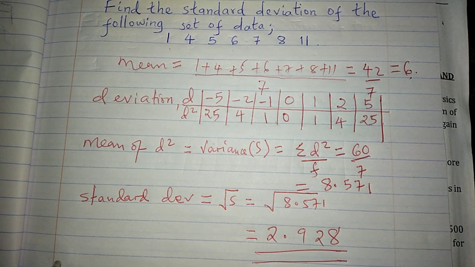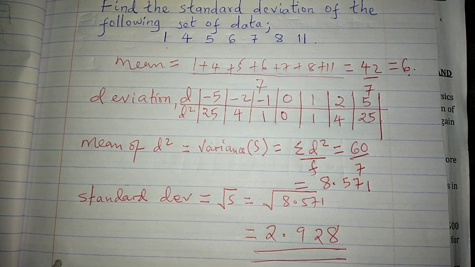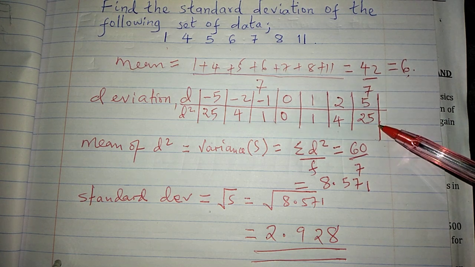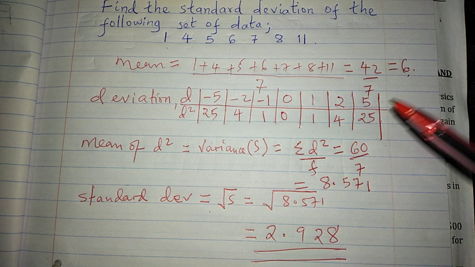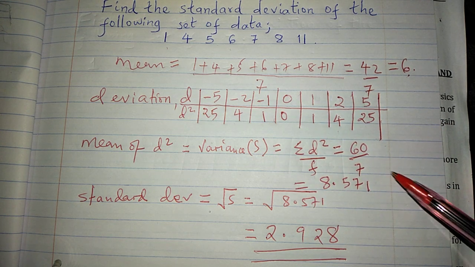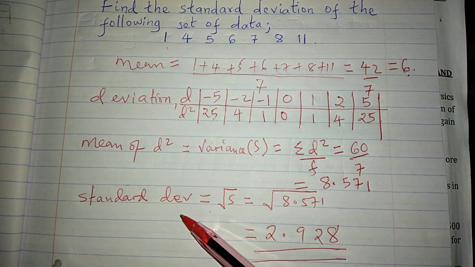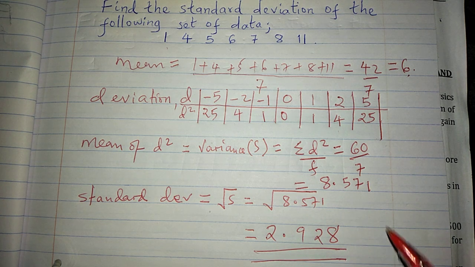Therefore, when we are getting standard deviation, we start by getting the mean. Then we take the deviation of the items from the mean. After that, we square those deviations. Then after squaring the deviations, we get their mean. The mean of the deviations squared is called variance. After getting variance, to get standard deviation, we take the square root of variance. And this will be the value.